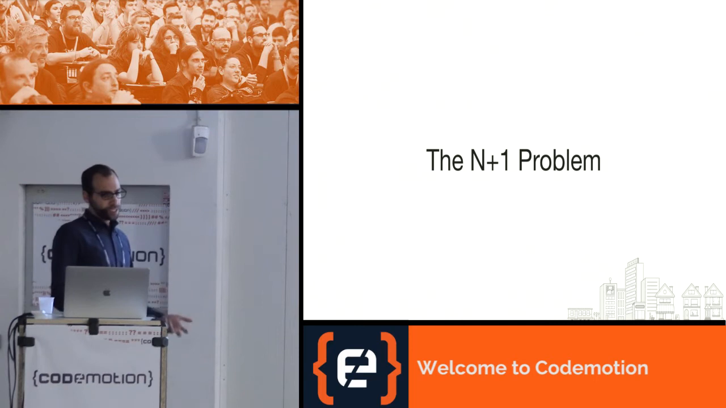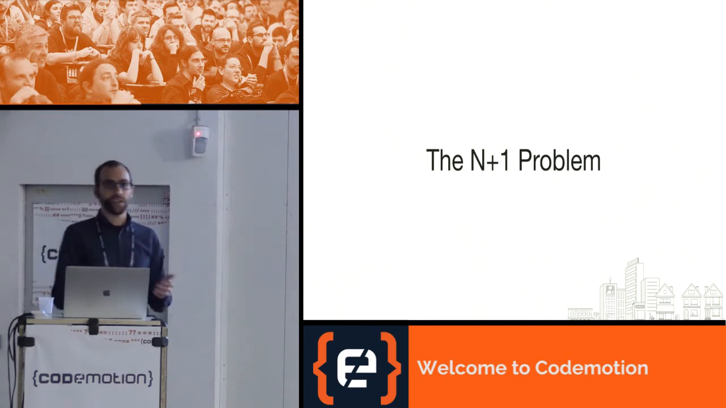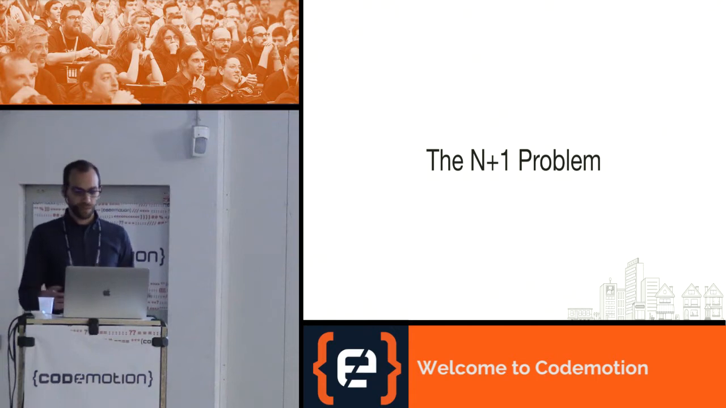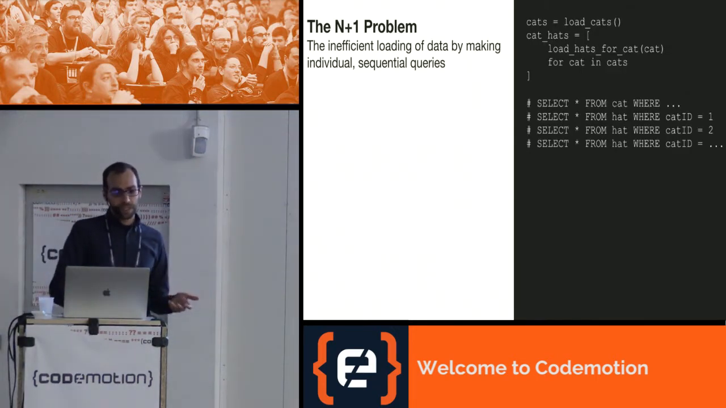So GraphQL is just a spec. It doesn't really define any of the underlying technical implementation. Since resolvers don't have knowledge on the query itself or the subsequent execution, they get into this problem that sometimes people refer to as the N+1 problem. So the N+1 problem is the inefficient loading of data by making individual sequential queries.